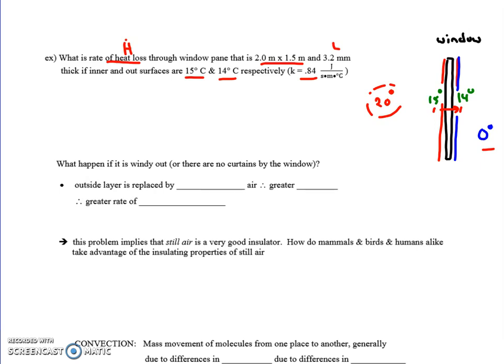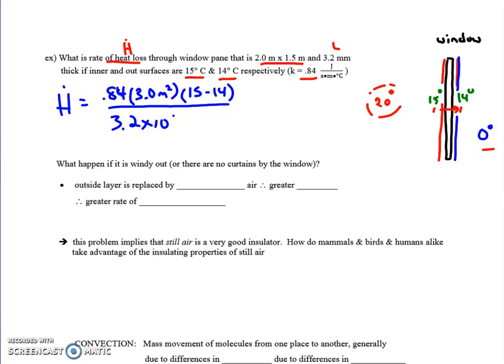Okay, so with that in mind, then we can say H dot is going to be equal to K, 0.84 units, times the area. So the area is going to be 2 times 1.5, or 3.0 meters squared, times the temperature difference, which is 15 minus 14 in this case, all divided by the thickness. And the thickness, we're going to make sure we're in metric, 3.2 times 10 to the negative 3 meters. So we see that a really thin glass does not help our situation if we want to mitigate heat losses. All right, so we plug in the numbers, we're going to find that this is a very large number, 790 watts. So we're losing heat from that home.